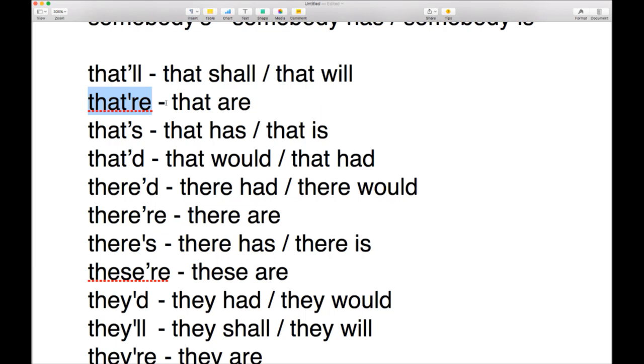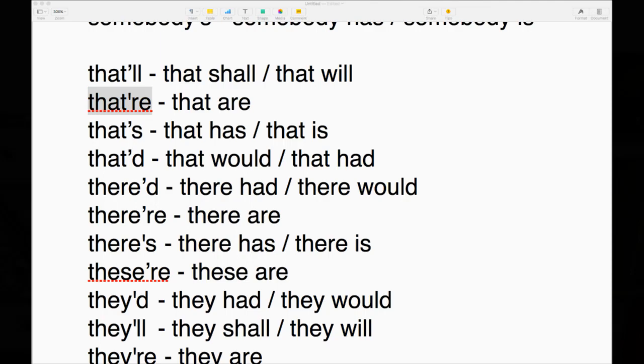So I might say, can you go and speak to those girls over there? The girls that are giggling. And rather than saying the girls that are giggling, I'd say the girls that are. It almost becomes like an ah, doesn't it? That are giggling. It's like a tongue twister. That are giggling.